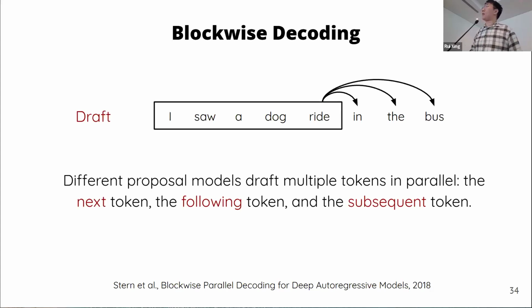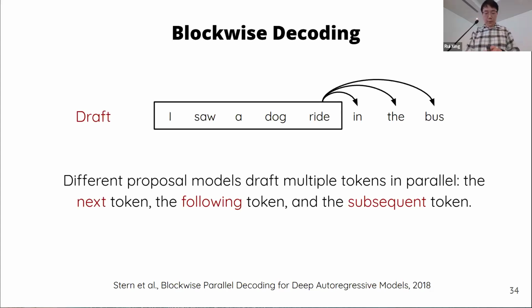So let's talk about the first framework that established the basic concept for speculative decoding, blockwise decoding. It was proposed by Google in 2018. The first step is to draft, as you can see in the framework. The first step of blockwise decoding is to use different proposal models to draft multiple tokens in parallel.